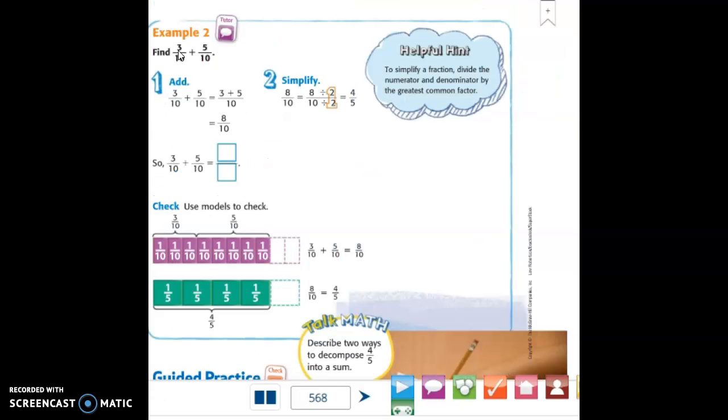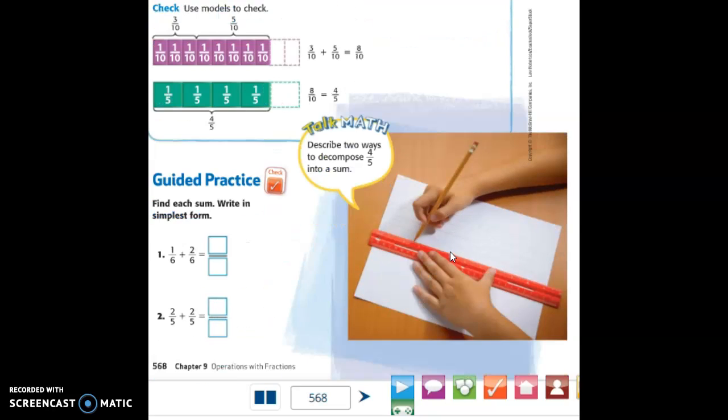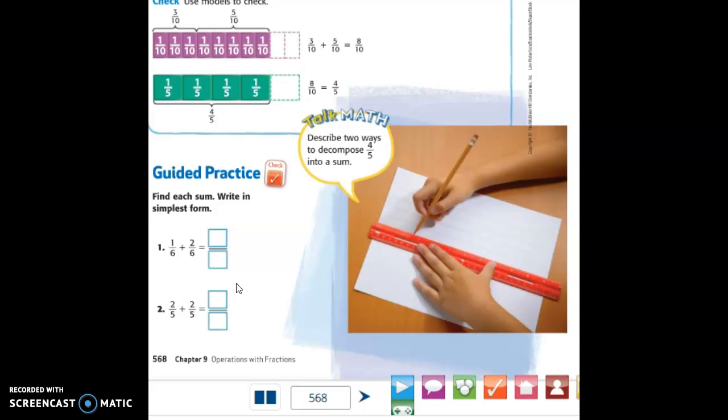Here's another model one where they're finding the sum of 3/10 and 5/10, and when they add them up they get this fraction, which they then convert to simplest form here because 8 and 10 are both even, so they both can be divided by 2. That's something you can practice to challenge yourself, but it's again not a requirement for fourth grade standards. So there's some practice for you.